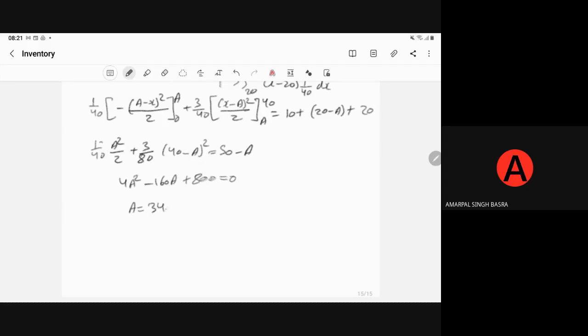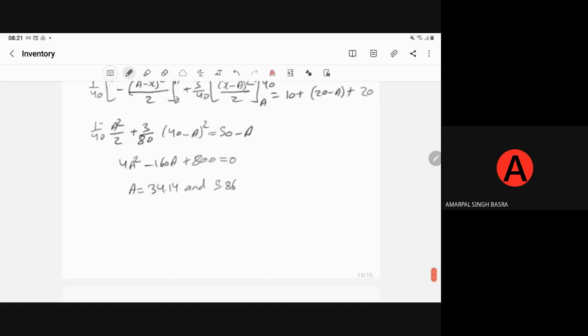34.14 and 5.86. So what will be the ordering policy? Because the desired inventory level is 20, here we consider a is equal to 5.86. So what is the optimal ordering policy?